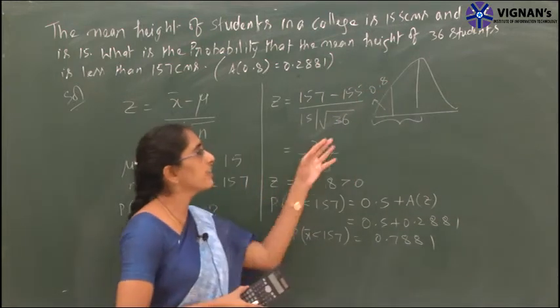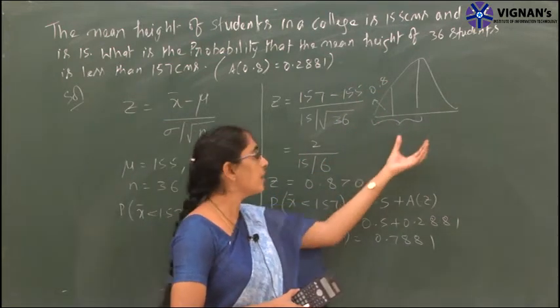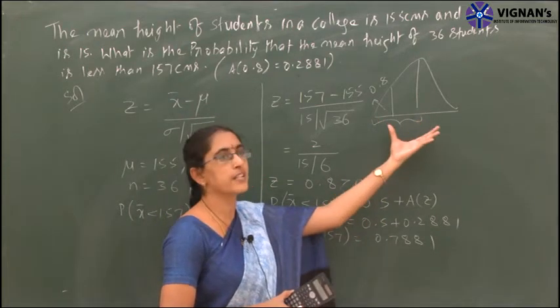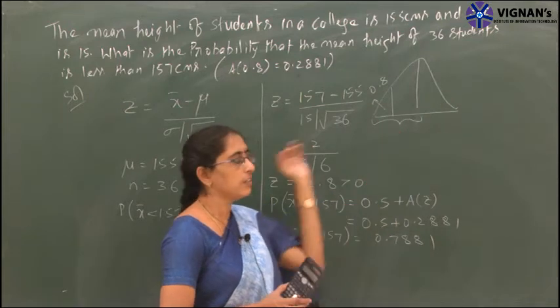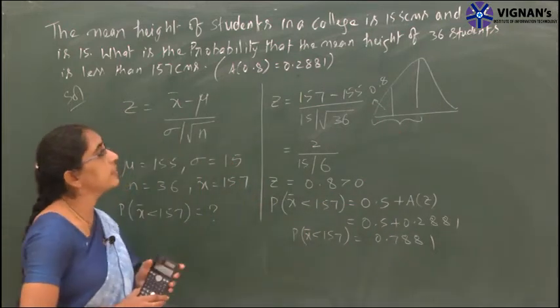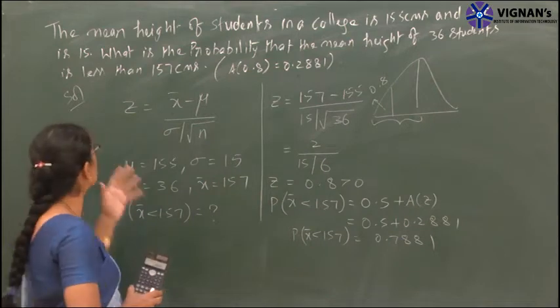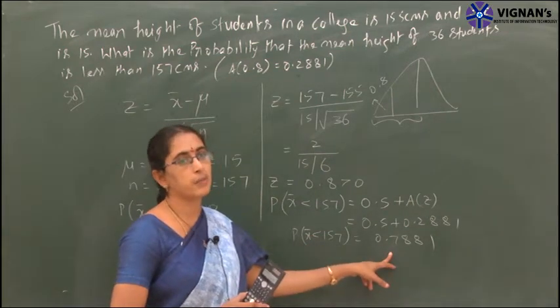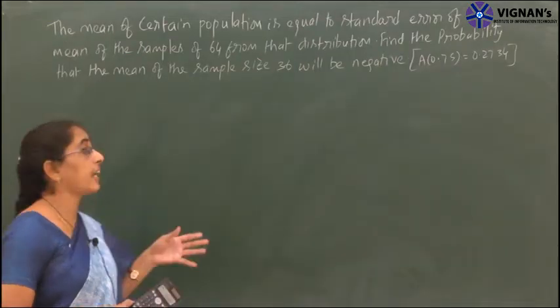Okay, so you can draw the normal curve or else simply you can write like this also. But you get the marks if you represent the normal curve very effectively. So here the probability that the mean height of 36 students is less than 157 centimeters is 0.7881. Now let us see the second problem.